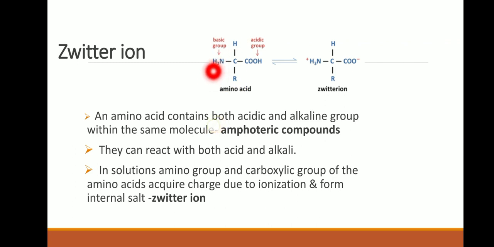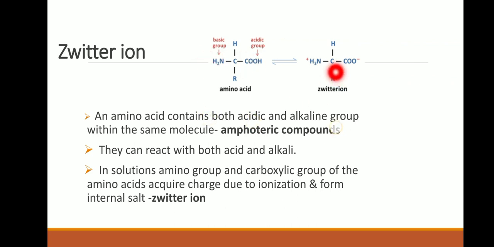So NH2 becomes NH3. Proton carries positive charge, so NH2 becomes NH3 positive, and the H of the COOH has gone. So the positive charge is gone, so it becomes minus. COOH becomes COO minus. So this is Zwitterion. Do you understand? A proton from an acidic group is shifted to the amino group.